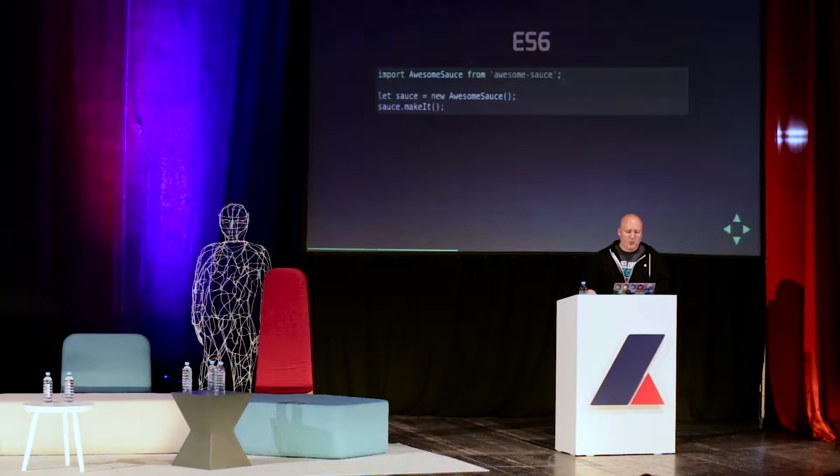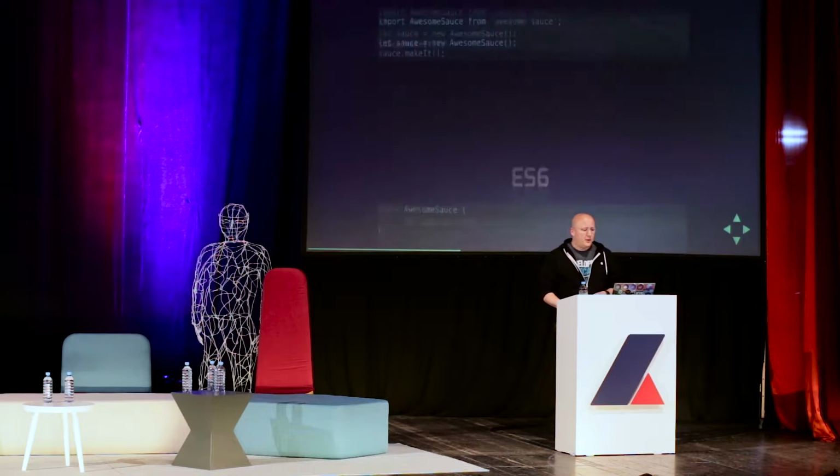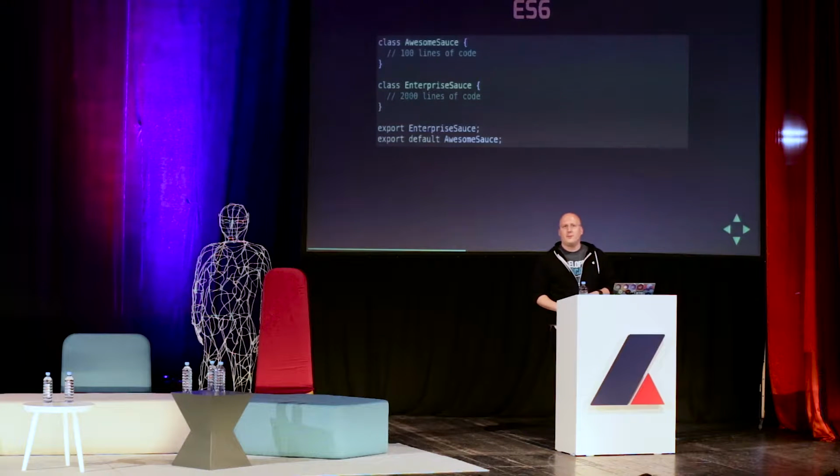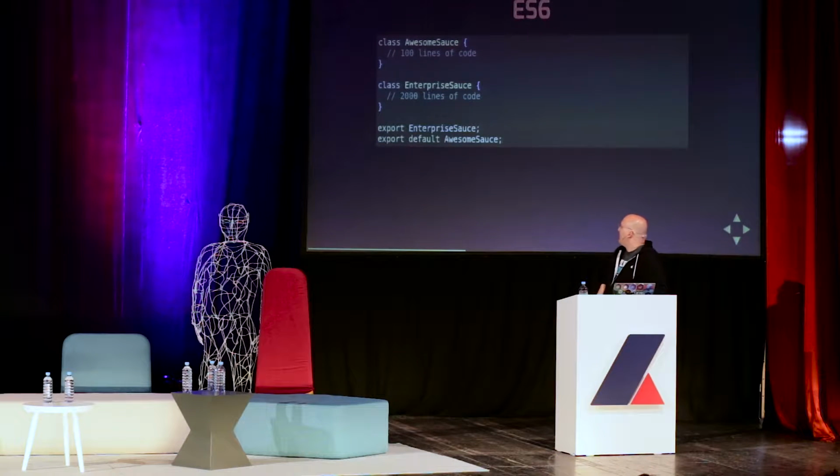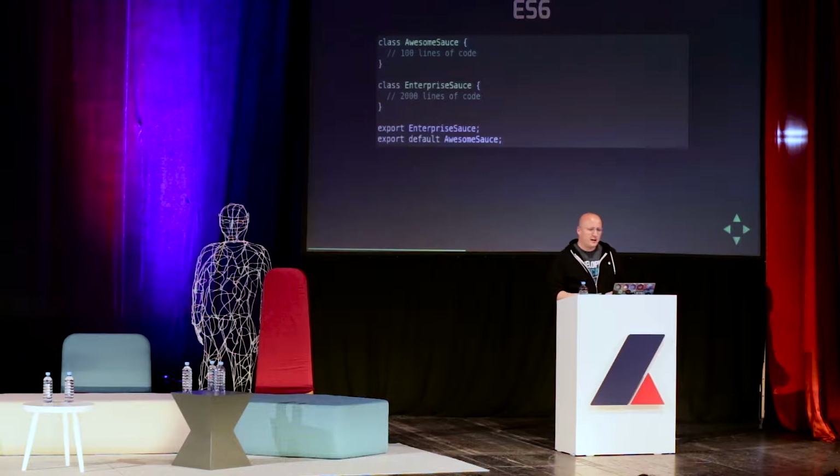You can then use that, right? So I have some awesome source, and I can import that from my awesome source module, and then I can just call a method on that source object. Now, you might be working in enterprise though, so you might have an enterprise source, right? Which is not 100 lines of code, it's 2,000 lines of code, because it's more secure, right? That's how you make things more secure, more lines of code.